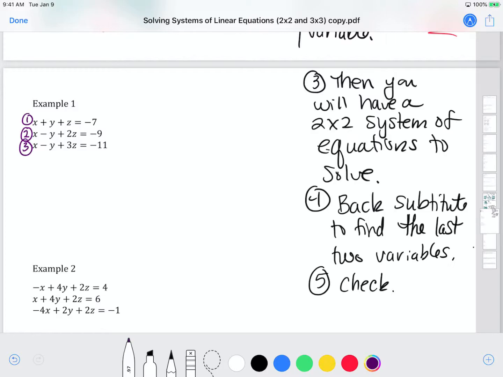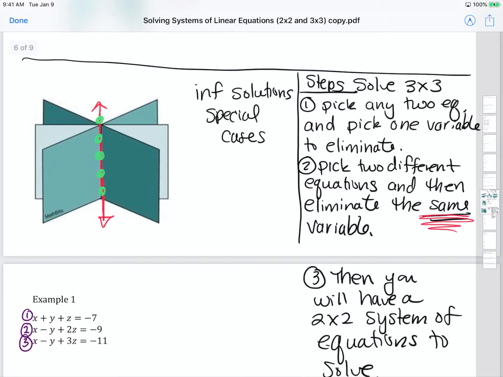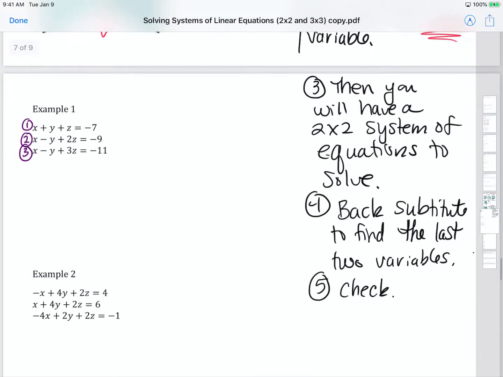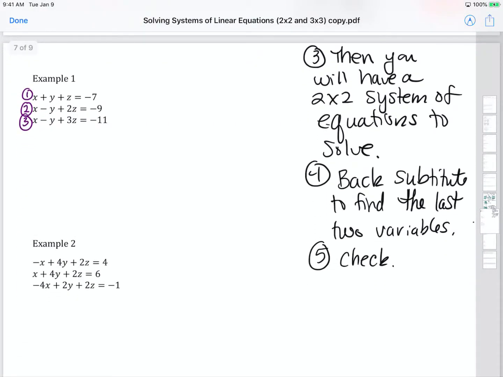Okay, so I labeled my equations 1, 2, and 3. So the first step, if you look at the steps that I wrote down, is to pick any two equations and then pick one variable to eliminate. So I'm going to pick equation 1 and 2. And if you notice, equation 1 and 2 is already set up where I can eliminate the y because I have a plus 1y and a negative 1y.